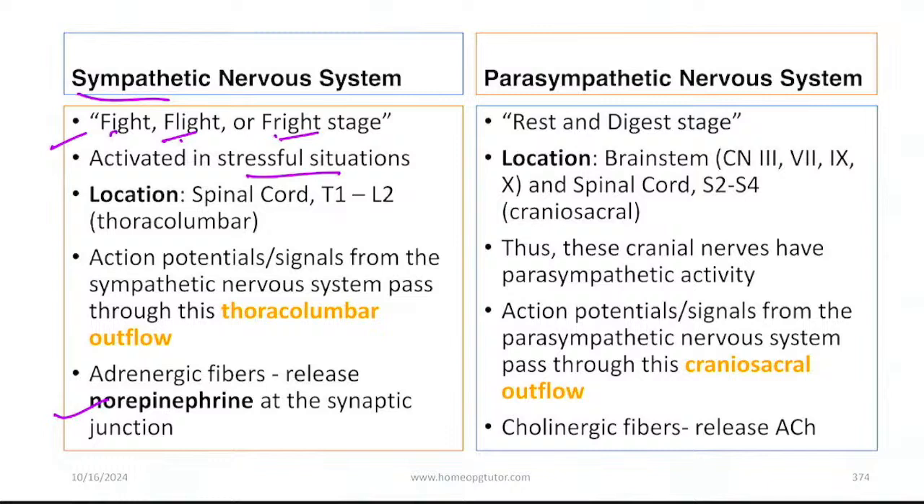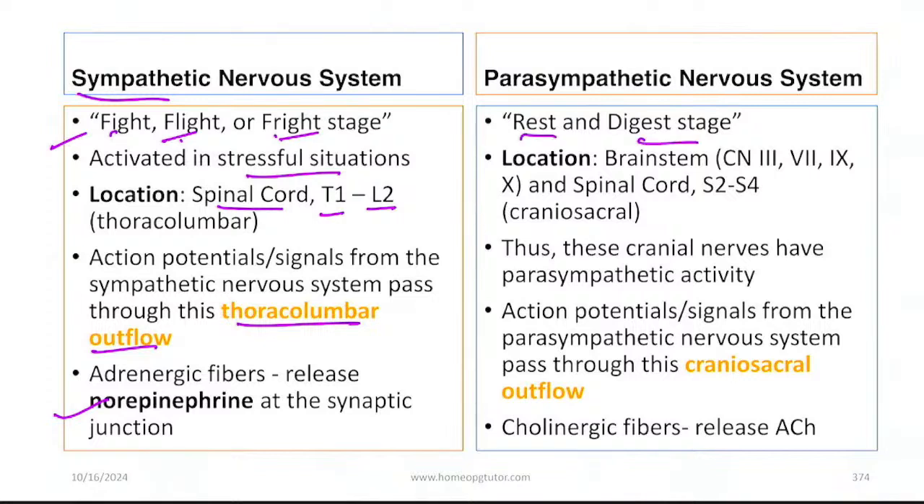And remember, what is the location of the sympathetic nervous system? Where are the sympathetic fibers present? They are present in the spinal cord. The sympathetic nervous system is majorly from the spinal cord, only in the thoracic and lumbar region. Thoracolumbar outflow. If you hear thoracolumbar outflow anywhere, it is about the sympathetic nervous system. Similarly, parasympathetic is entirely opposite to that of the sympathetic nervous system, that is rest and digest.